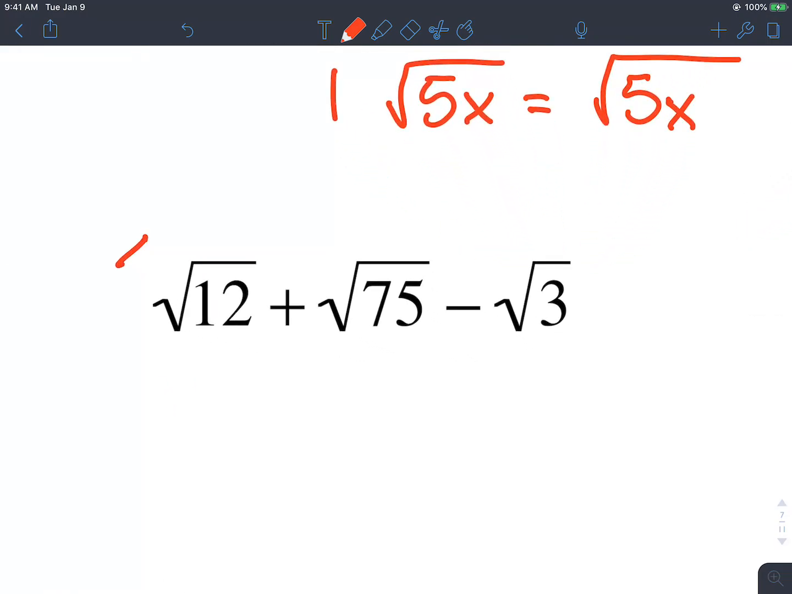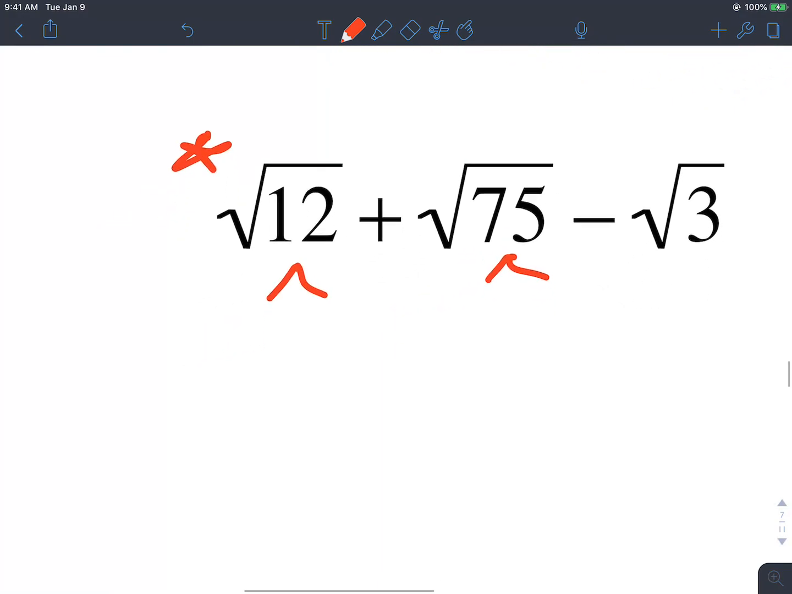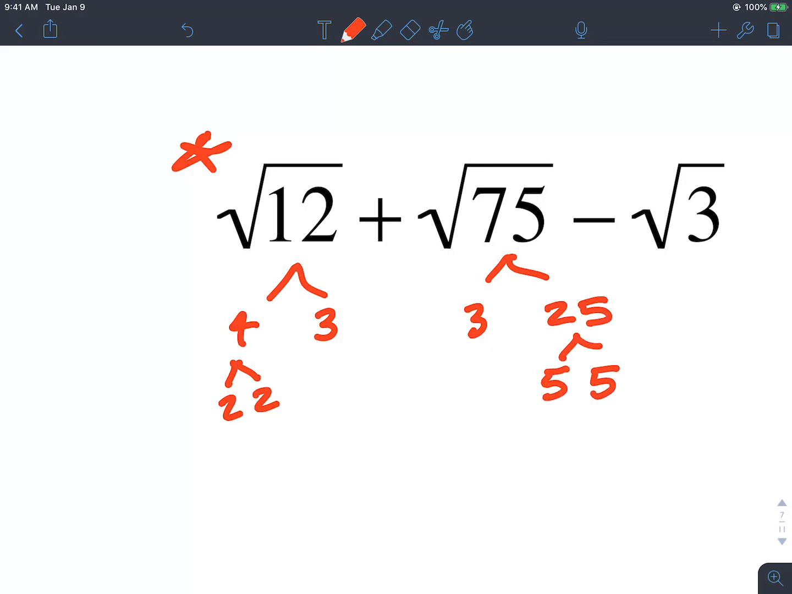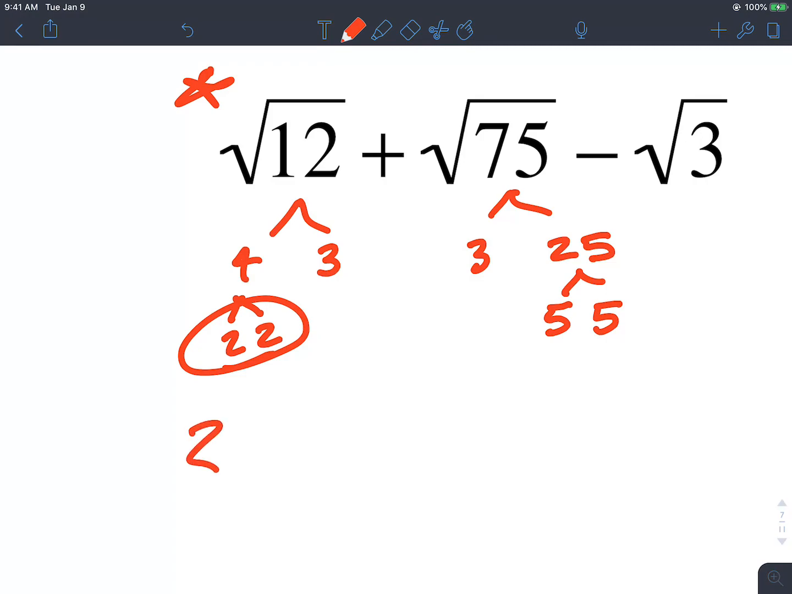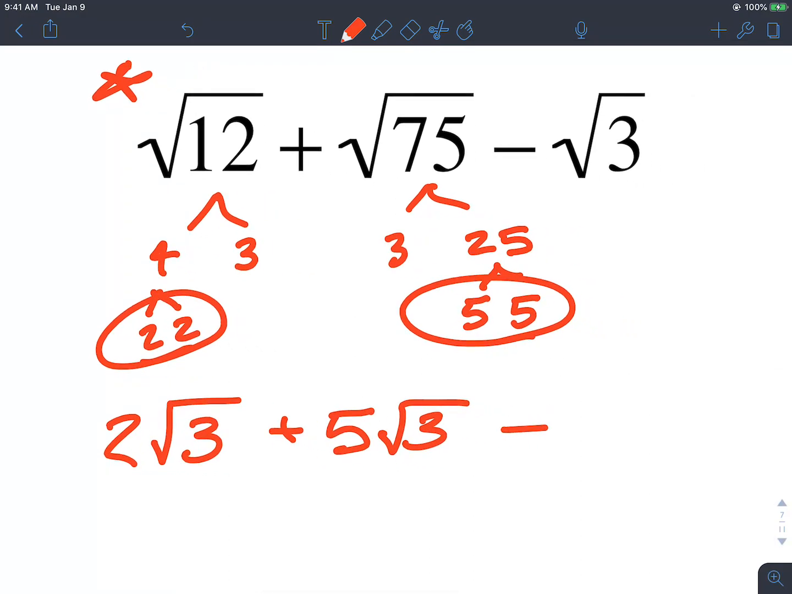This one's kind of a special case. Some of you might be saying, well, we can't add these the way they are, which is true. So what we actually do is see if we can simplify them, maybe they will have like radicals. We're going to take both of these and use factor trees. Things that multiply to 12, you got 4 and 3, 2 and 2, and then for 75, we got 3 and 25, and then 5 and 5 here. So this first one becomes 2 radical 3. The second thing is going to become 5 radical 3. And then we're going to subtract off a 1 radical 3 right there.